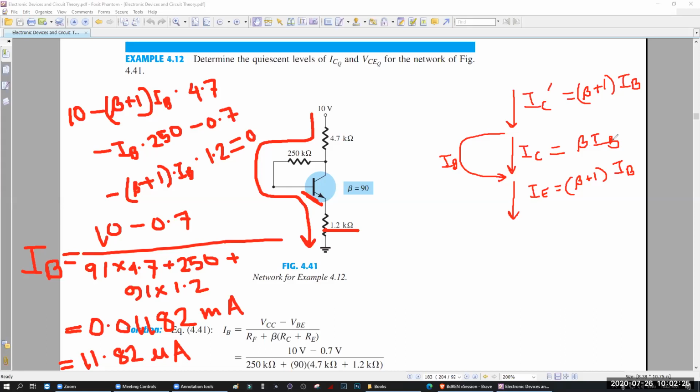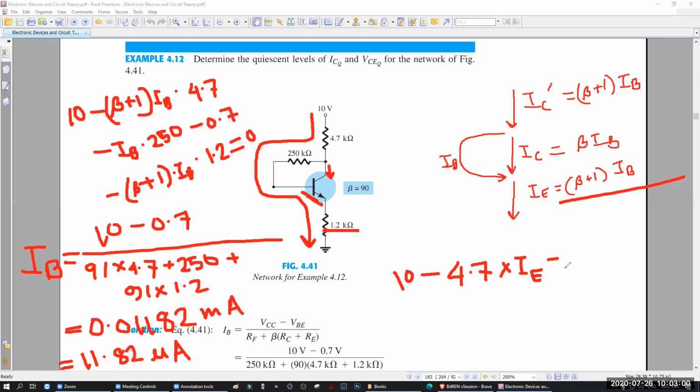Now find the value of IC. IC is equal to beta IB. Find the value of IE. IE will be IC plus IB. Find the value of VCE. How to find the value of VCE? Apply a KVL. VCC, that means 10 volt minus 4.7 into what? Into IC or IE? Not IC. IC is this one. IE, whatever the value you have here.